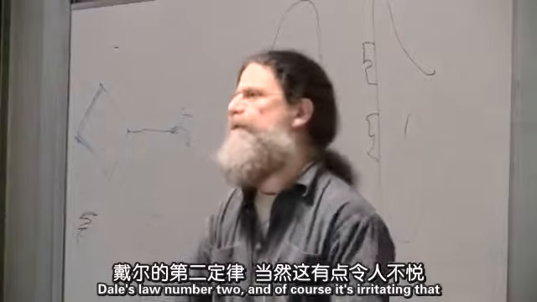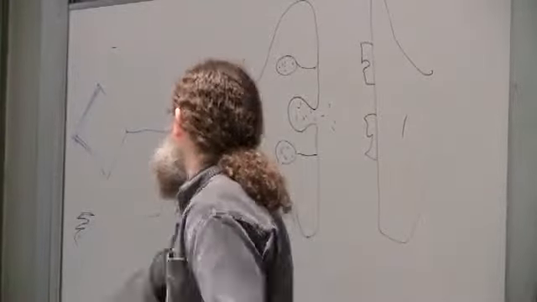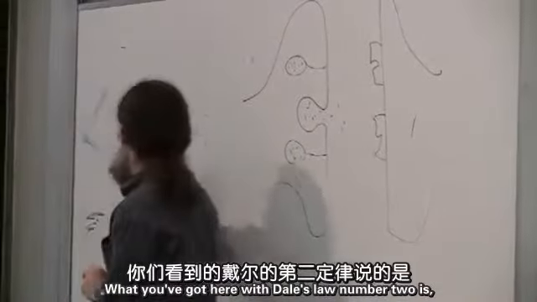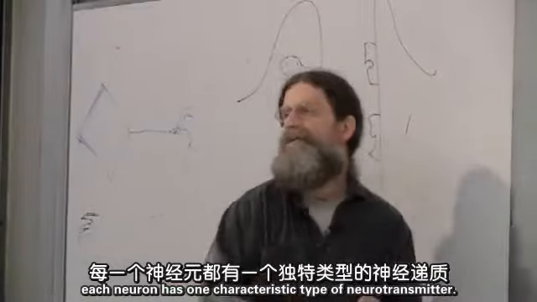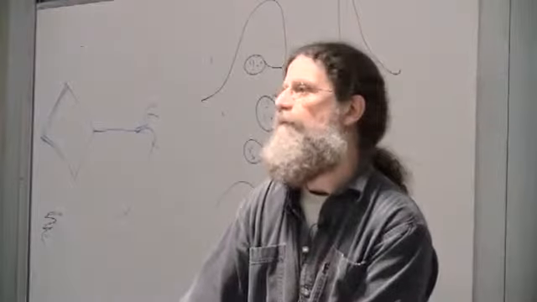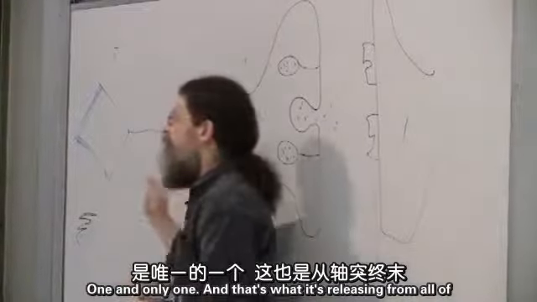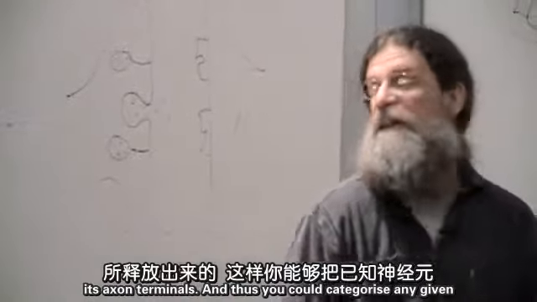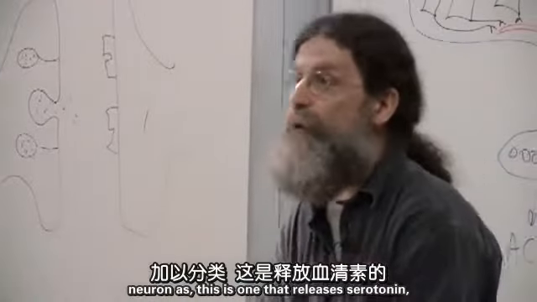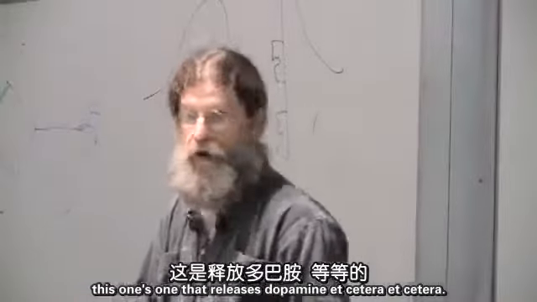law number two, and of course it's irritating that we're doing number two before number one, but tough. What you've got here with Dale's law number two is each neuron has one characteristic type of neurotransmitter. One and only one, and that's what it's releasing from all of its axon terminals. And thus, you could categorize any given neuron as this is one that releases serotonin, this one's one that releases dopamine, et cetera, et cetera.